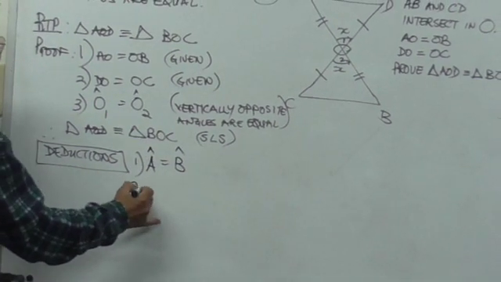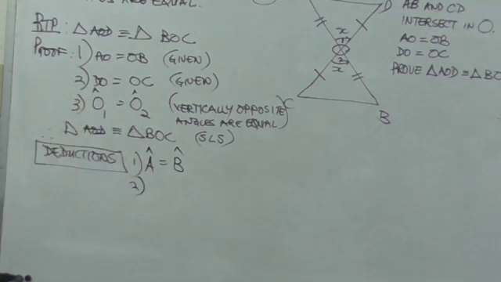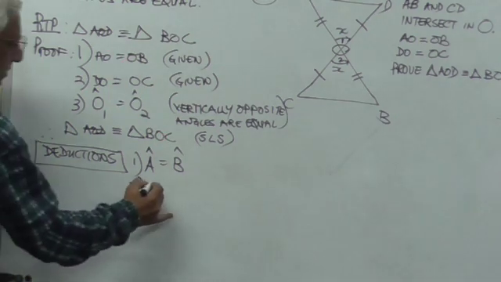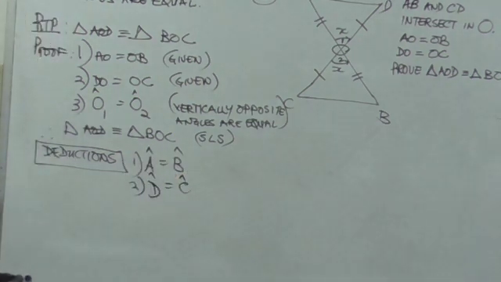O1 is equal to O2. That's already used here. So it won't be a deduction. Angle D is equal to angle C. Is it used here? No. So angle D is equal to angle C. We are finished with the angles.